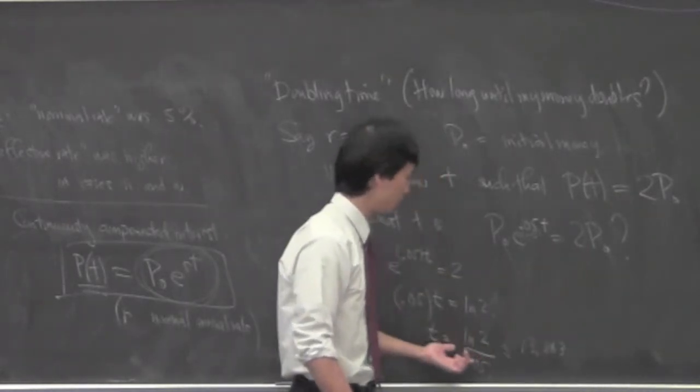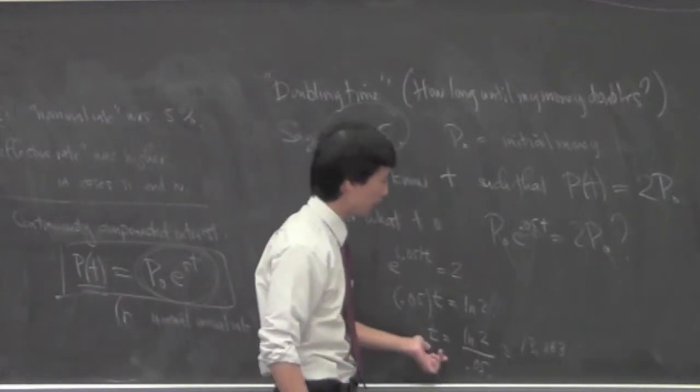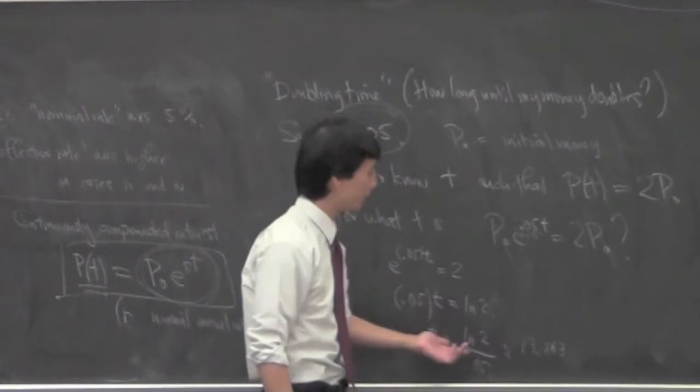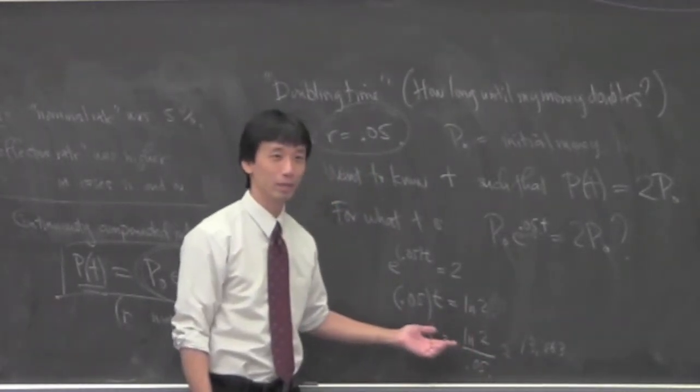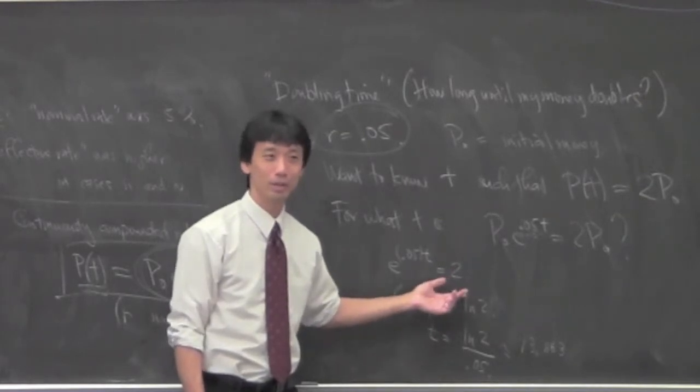You just solve for t, and you say, okay, my money with a rate of 5% interest, after around 14 years, my money will double. And then after another 14 years, my money will double again. After another 14 years, my money will double again, et cetera, et cetera. Okay.